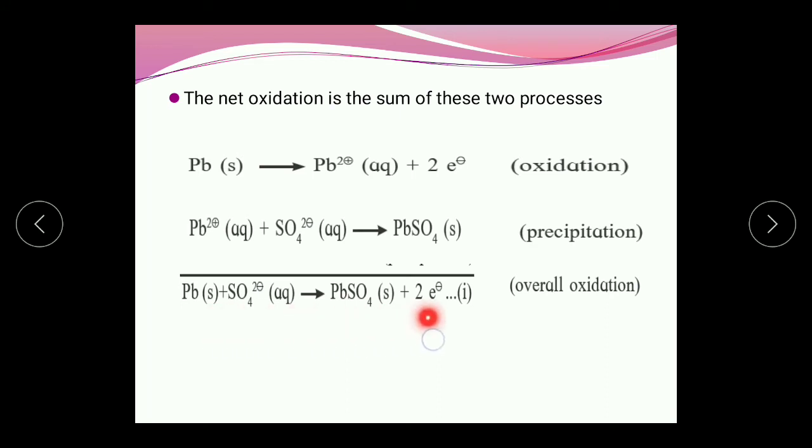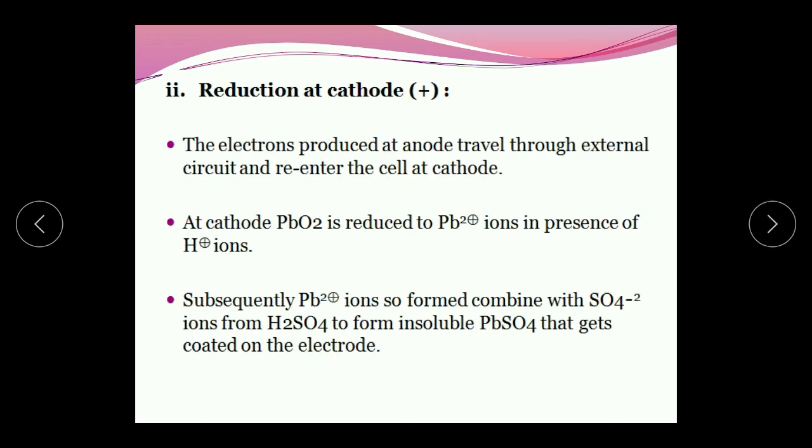We have to write this reaction only because while writing net cell reaction, we have to add oxidation and reduction reactions. And oxidation reaction is this: Pb plus SO4 minus 2. Pb plus 2 will be cancelled. So Pb plus SO4 minus 2 gives PbSO4 plus 2 electrons. While writing the reactions, you have to mention the states in the bracket at the bottom right side of the species. Okay. So this is overall oxidation. Then what happens at cathode? At cathode, a reduction takes place.